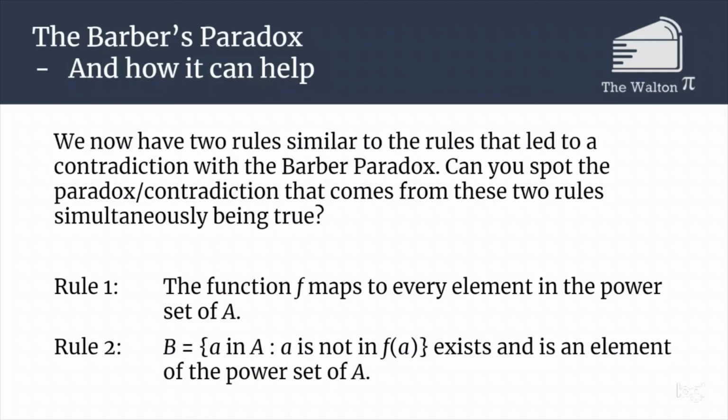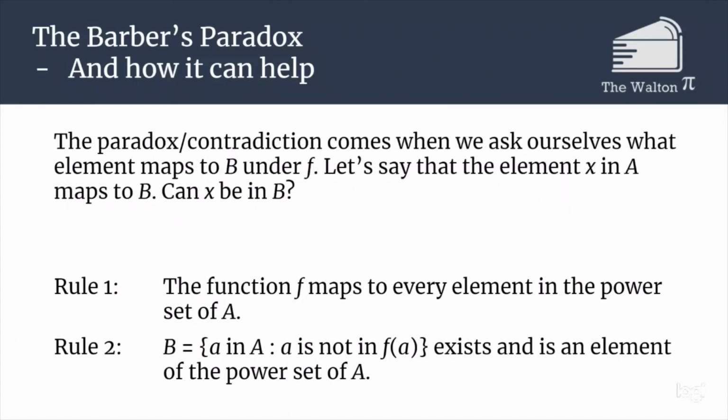If you weren't able to figure out the contradiction, don't worry about it. It took me quite a while the first time I saw it too. So, the paradox or the contradiction comes if we ask ourselves, what element maps to the Barber set? So, if x is in A and x maps to B, the question is, can x be in the set B? We're trying to figure out what is B if there is an element that maps to it.